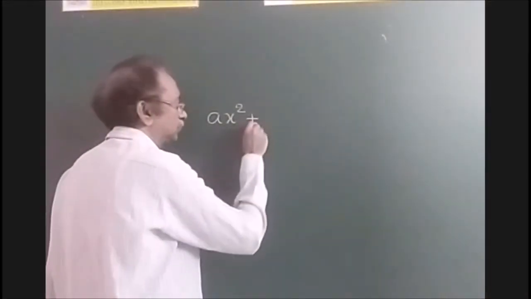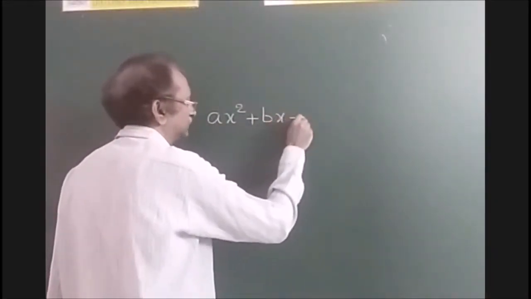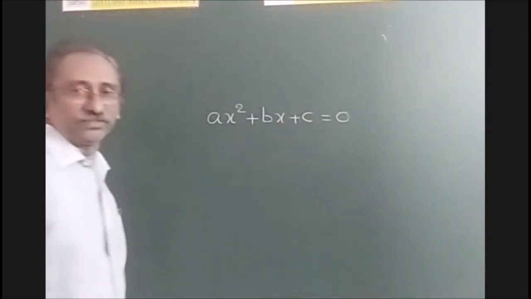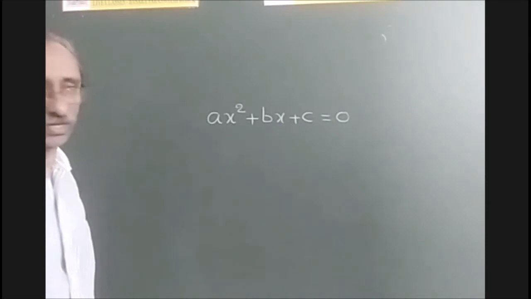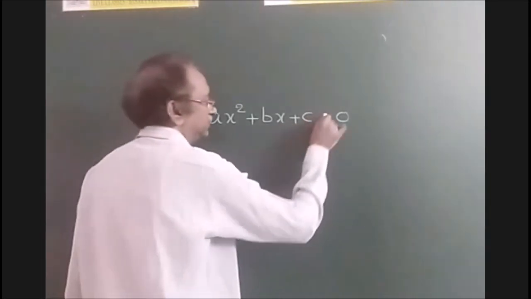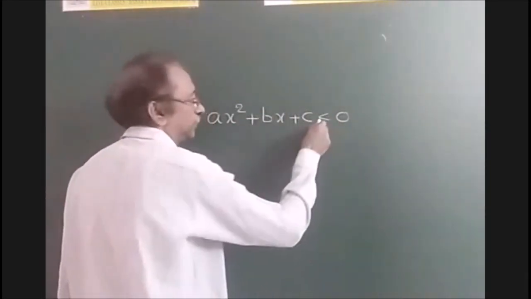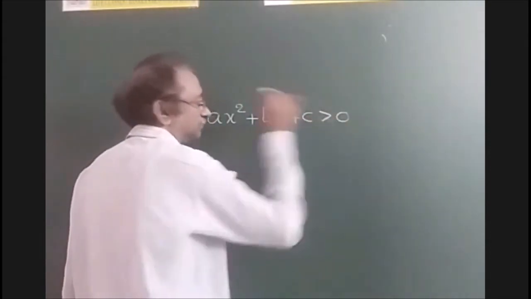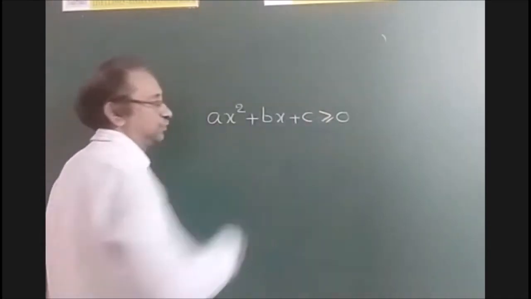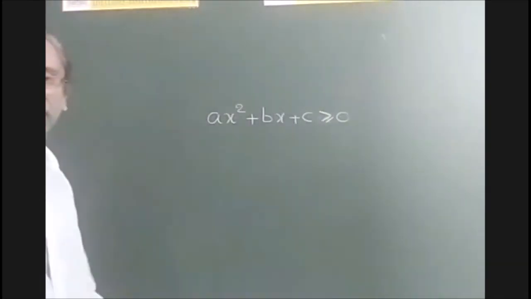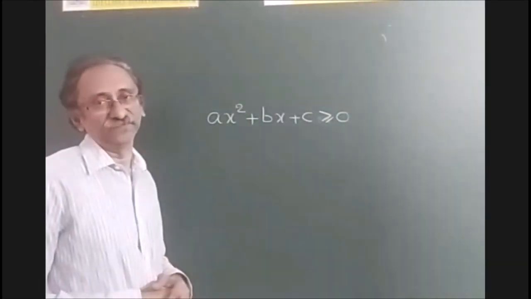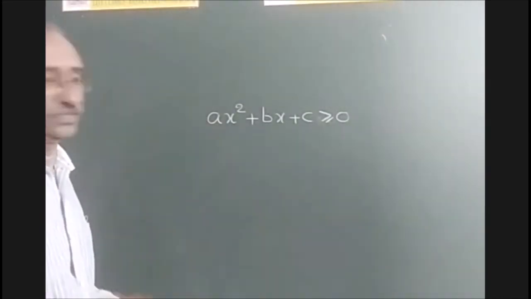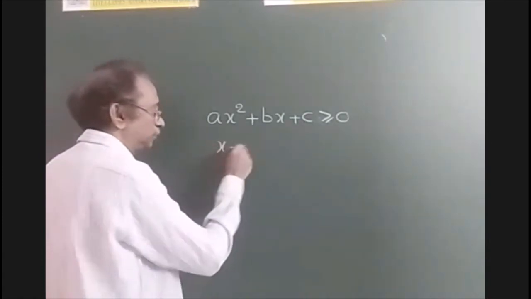So if ax square plus bx plus c is equal to 0, then we can say that it is a quadratic equation. But if it is less than 0, less than or equal to 0, greater than 0, greater than or equal to 0, then we say that it is a quadratic inequality. A quadratic inequality will have infinitely many solutions.